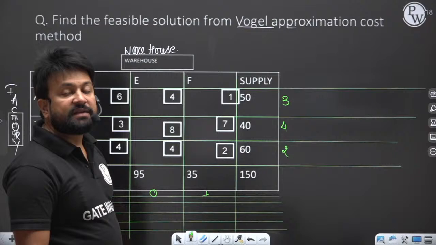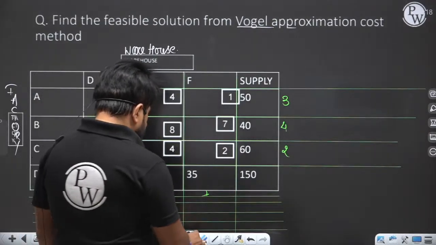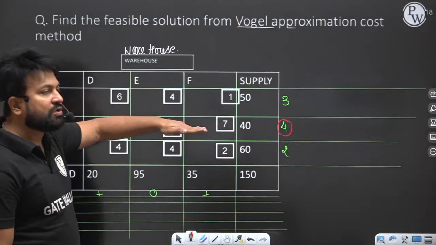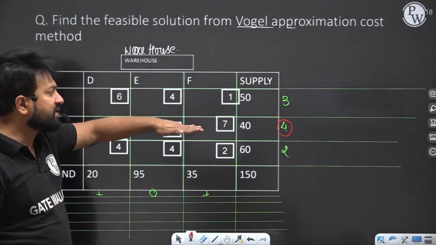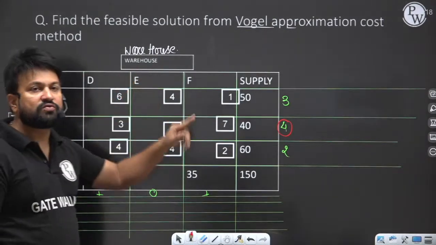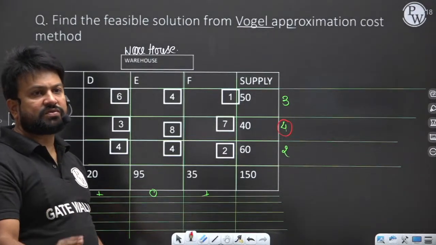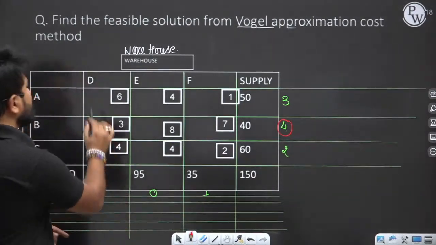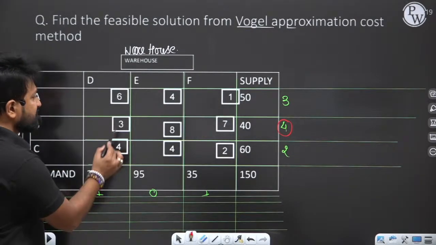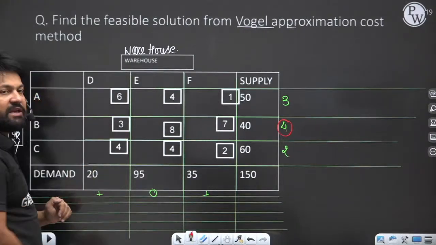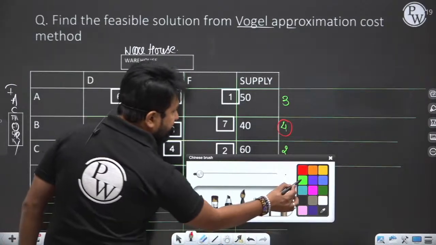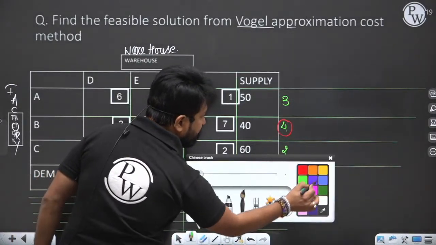Now, after finding the first penalties, you have to select the maximum penalty. The maximum penalty here is 4. It means this row is selected, so B is going to supply to a warehouse. But the question is which warehouse? D, E, F. For that, in this row, select the minimum transportation cost, which is 3. It means B can supply to D.